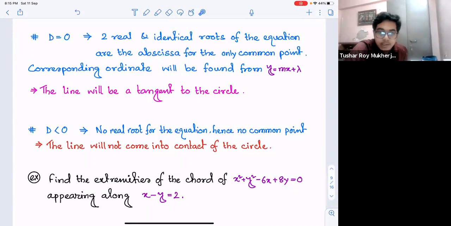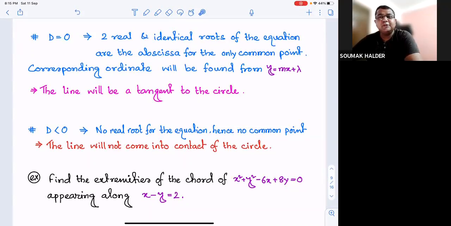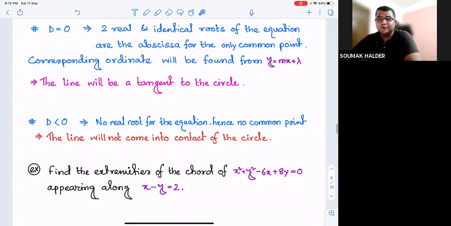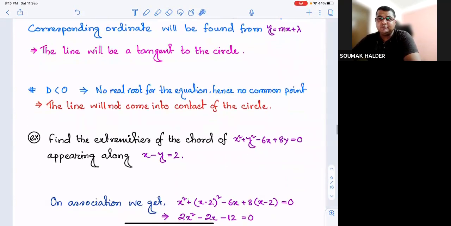meaning the equation of the circle. Okay. So either we can go for substitution of x is equals to y plus 2, or we can go for y is equals to x minus 2. So we can proceed through any one of these substitutions. Over here, I have gone for y is equals to x minus 2.